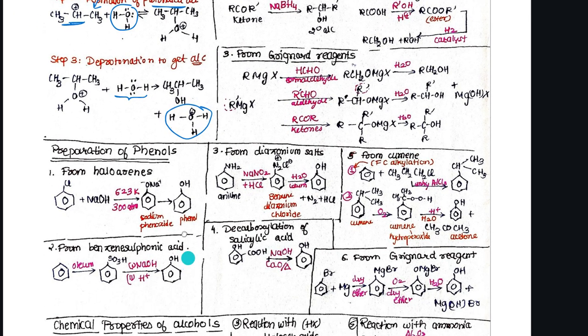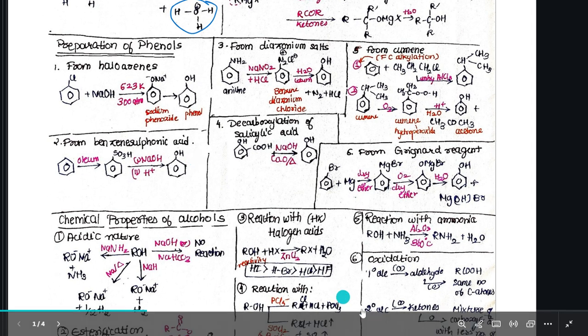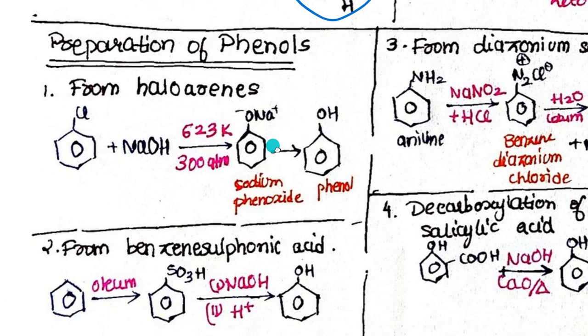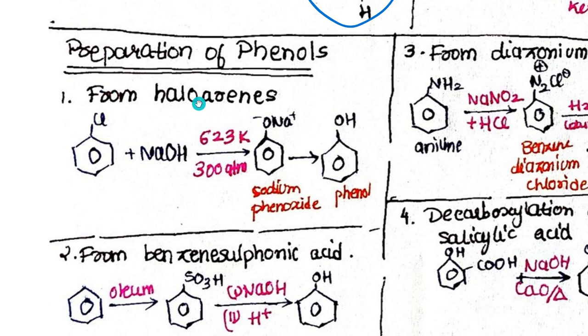Now coming to the preparation of phenols. What is a phenol actually? It is just a benzene ring with an OH group. When we talk about preparation from haloarenes, haloarenes means benzene with any halogen like chlorine, fluorine, bromine, iodine. So this is chlorobenzene plus NaOH at 623 Kelvin temperature and 300 atm pressure. It will give us a compound called sodium phenoxide.